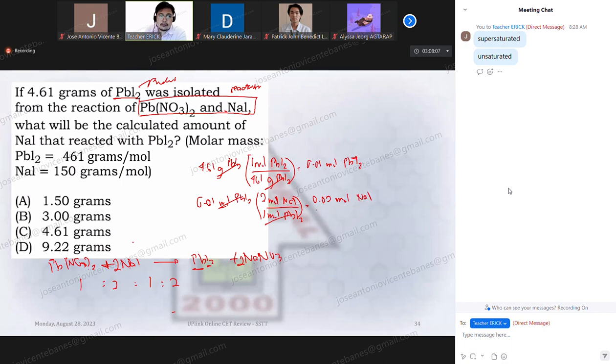Now, is this the final answer? Not yet, because we want to convert the 0.02 moles of sodium iodide into grams. So, for every 1 mole of sodium iodide, there are 150 grams of sodium iodide. Then, the total answer would be what? 150 times 0.02, then the answer would be 3.000 grams sodium iodide. So the answer is letter B. Okay?